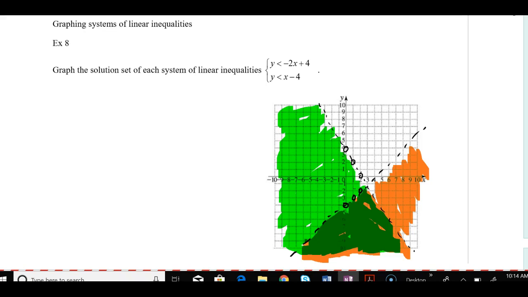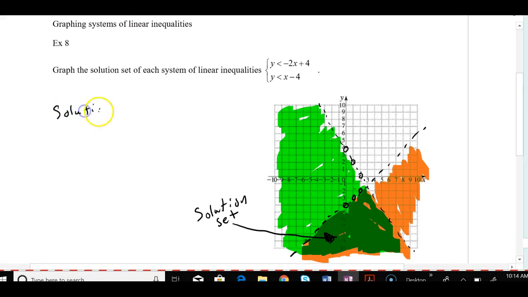If you're worried that I'm not going to be able to tell, then you can label it. So I can just point to that region and say solution set. Okay. So the solution set is the region where the solutions overlap.